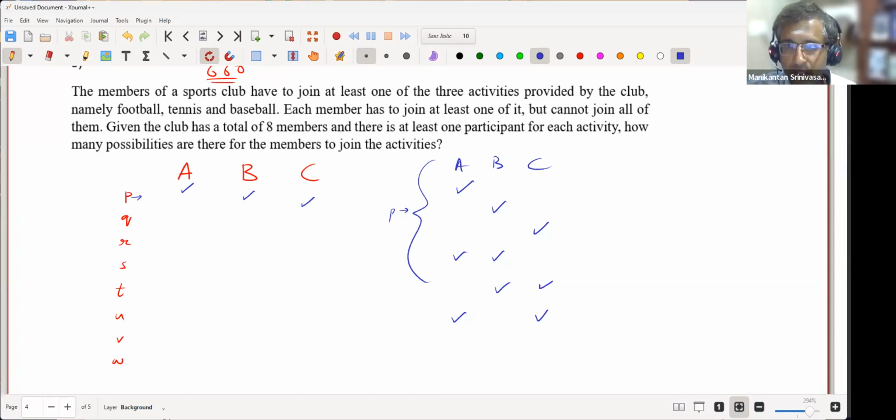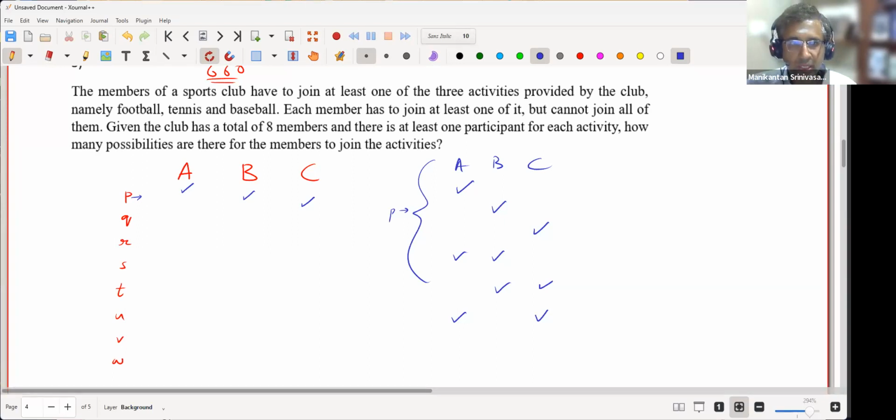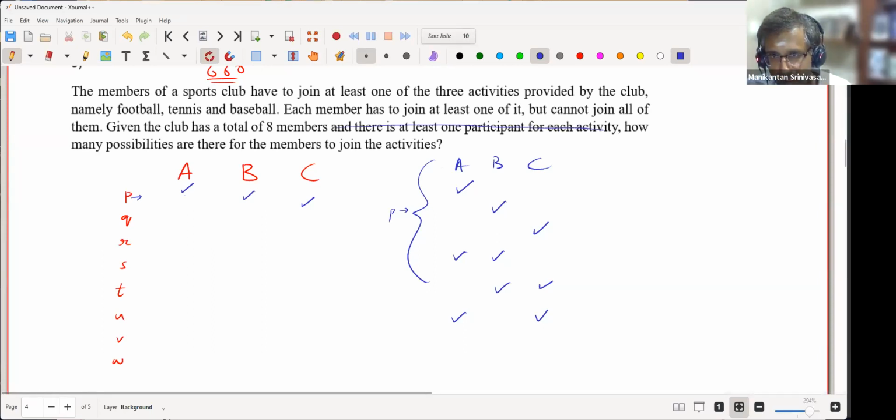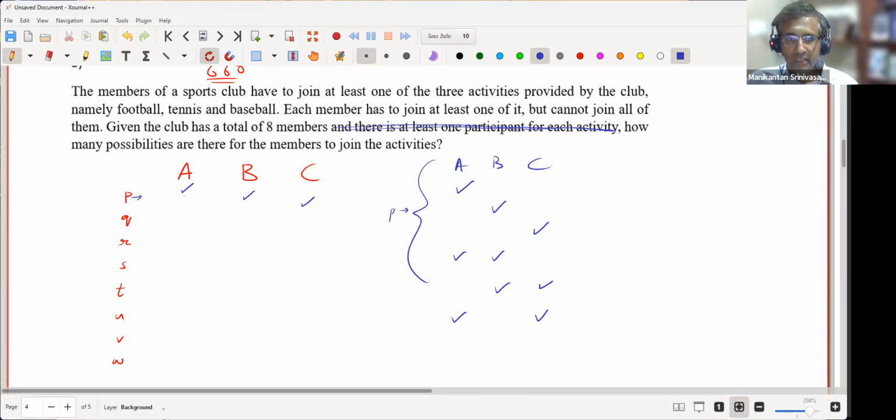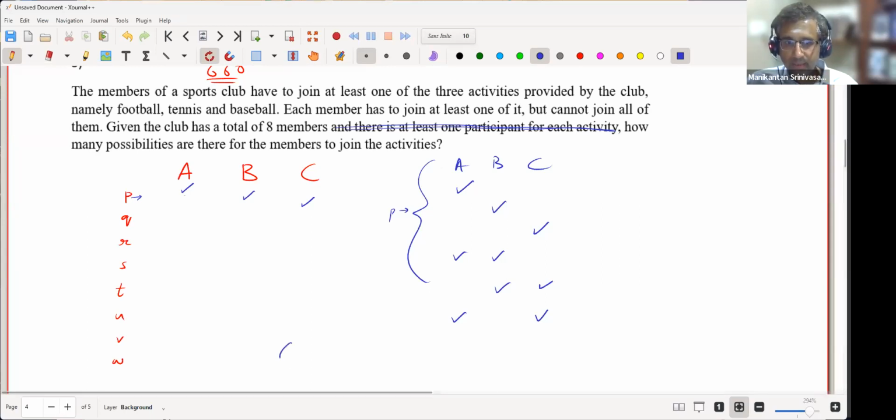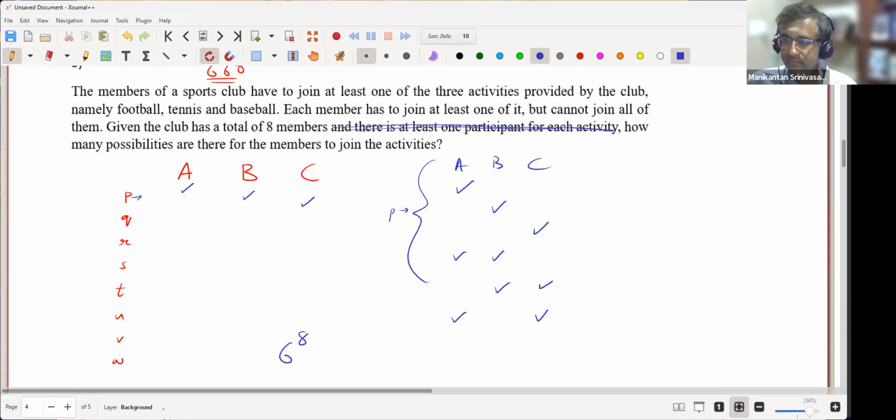each member has to join at least one of it, but cannot join all of this. Given the club has total of 8 members, and suppose this sentence was not there, and there's at least one participant for each activity, then the answer is very simple. Each person has 6 ways. Therefore, it's 6 power 8.